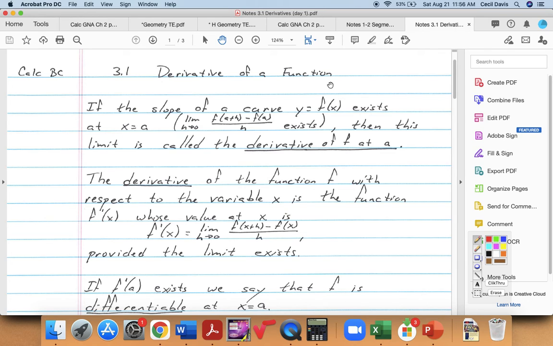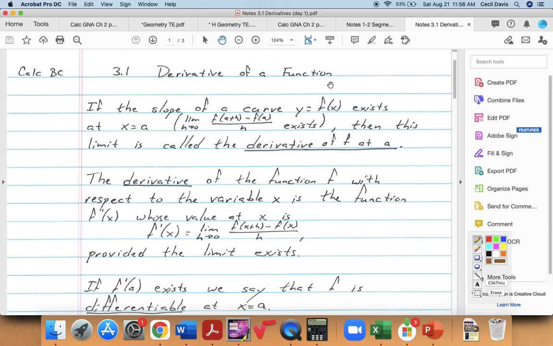So, all right, the derivative of a function. This is one of the two big ideas of calculus. If the slope of a curve, y equals f of x, exists at x equals a, and remember that's the limit as h goes to 0 of f of a plus h minus f of a over h, if that exists, then this limit is called the derivative of f at a.